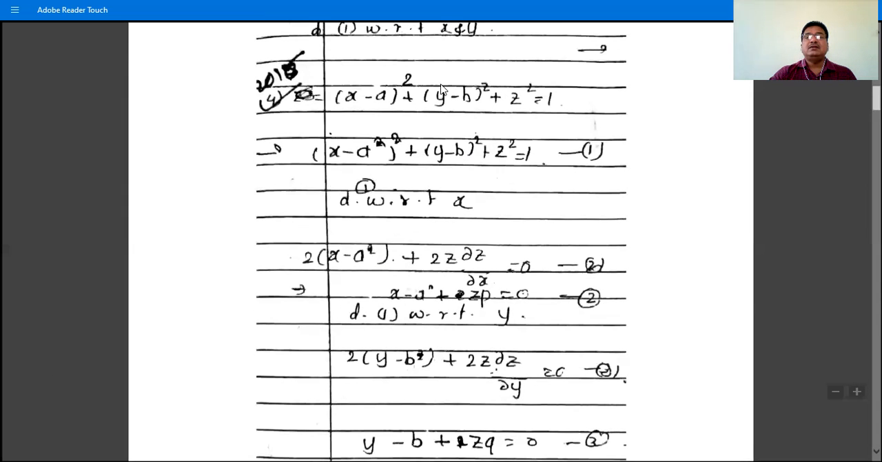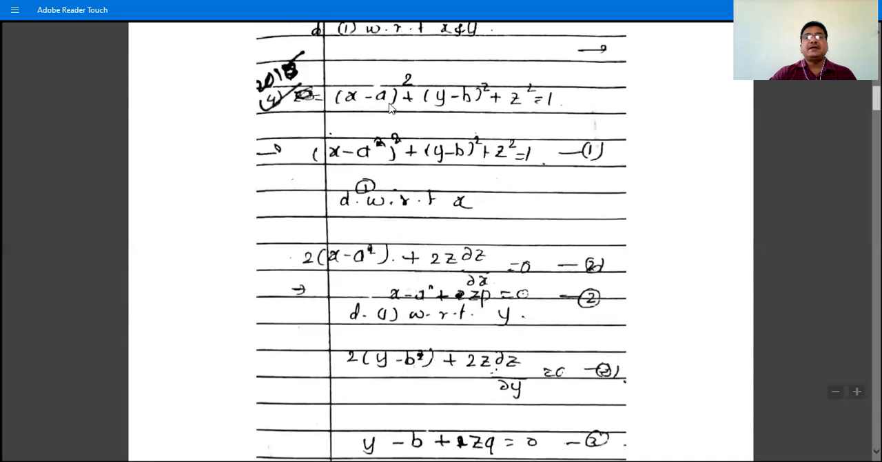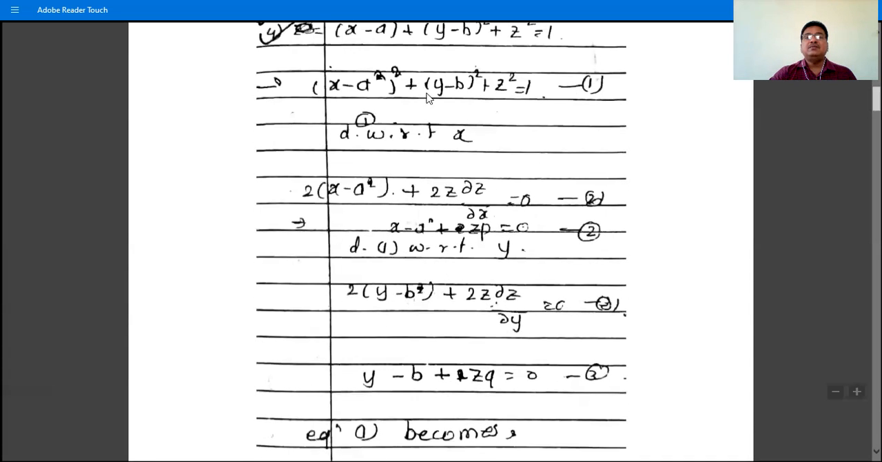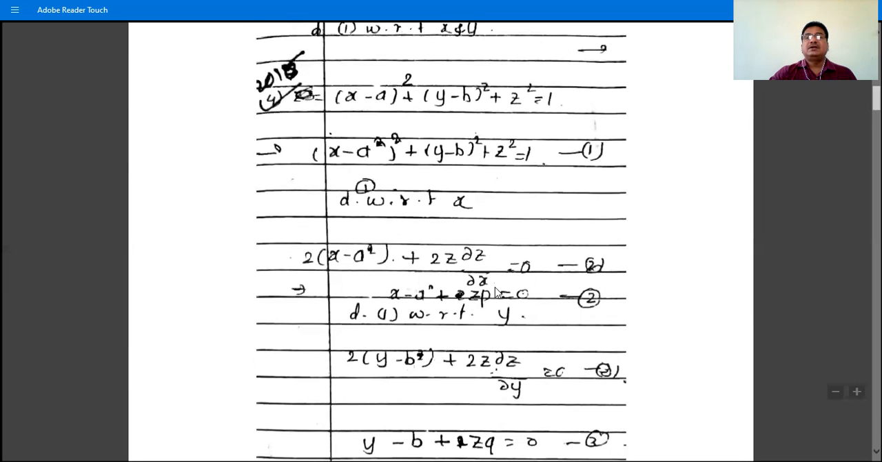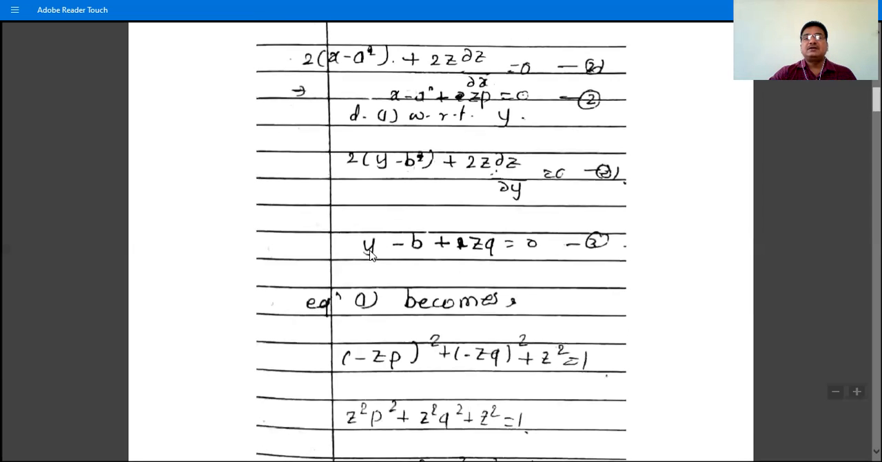And then again differentiate equation number 1 with respect to y. So the derivative of (x minus a) square is 0. 2 times (y minus b) plus the derivative of z square with respect to y, which is 2z ∂z/∂y, is equal to the derivative of 1, which is 0. And so we have y minus b plus zq is equal to 0, equation number 3.